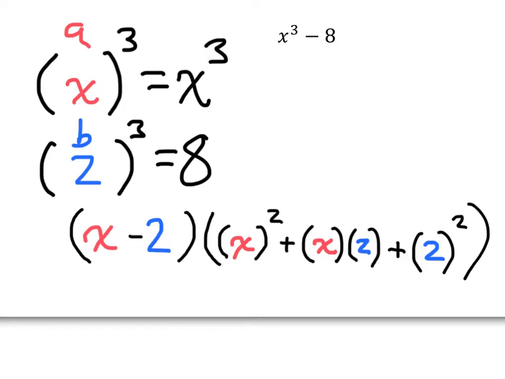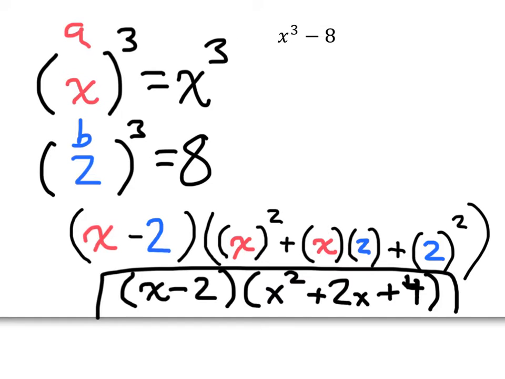And then once I do that, my last step will be to just clean everything up a little bit. Therefore, the factored form of x cubed minus 8 is quantity x minus 2 times quantity x squared plus 2x plus 4. And once again, if you want to check that it actually works, distribute everything back out.